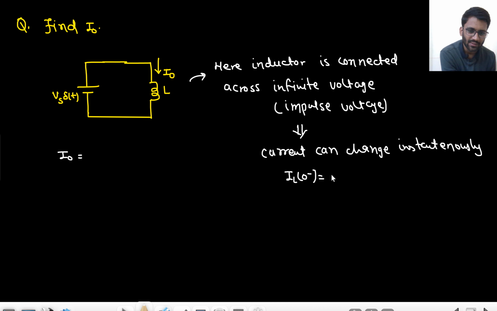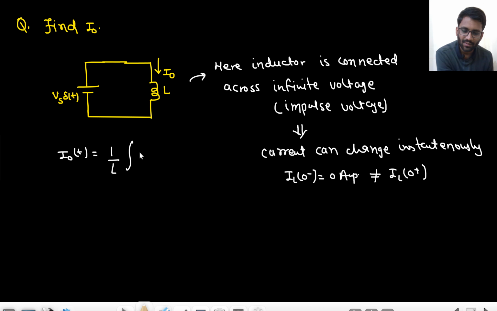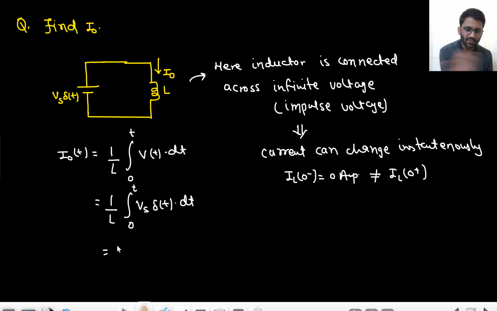IL 0 minus is 0 ampere. Now this will not be equal to IL 0 plus. What will be the value of IL 0 plus? That we will see. So that will be I naught T. I naught T would be 1 by L integration Vt into dt, and the impulse will come at t equals to 0 only. So from 0 to time t, 1 by L Vs delta t from 0 to time t. Vs will come outside, so Vs by L. What is the integration from 0 to t of delta t? That is ut. So this is your I naught t.